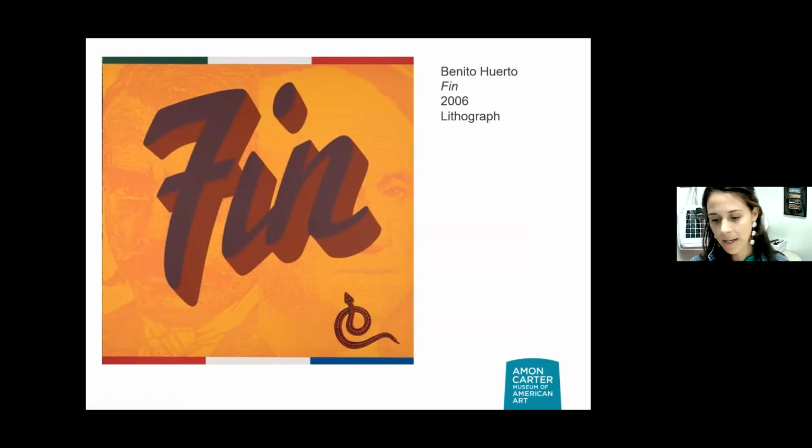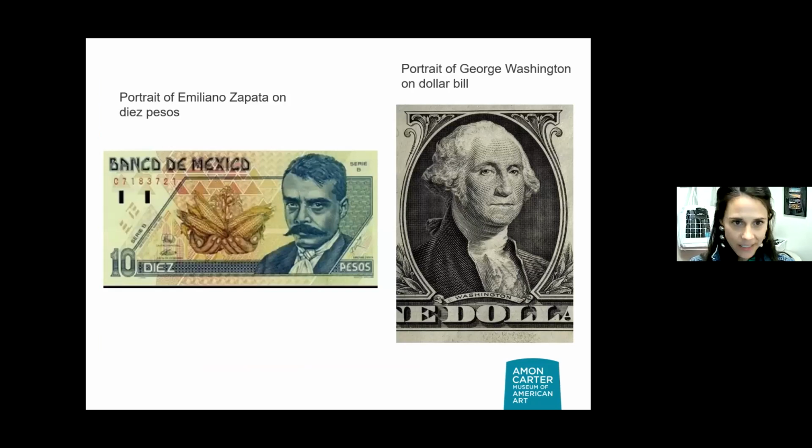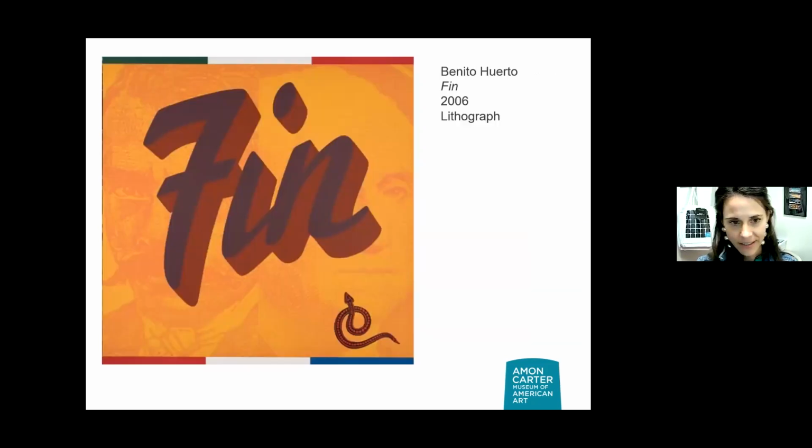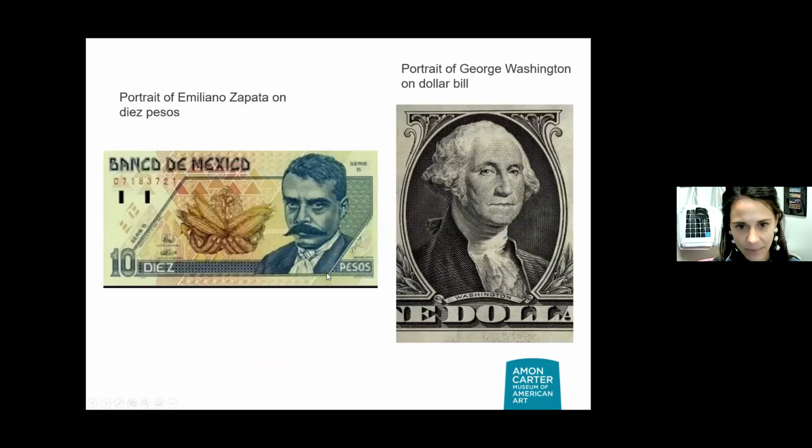We talked about him in Printing the Revolution a few months back, where he was a political revolutionary in Mexico. So we're seeing George and we're seeing Zapata as pulled from the peso and the dollar bill. So their faces, you can see the pixelation and the hatching from it being transferred to an etching to give it that same exact feel of the bill.